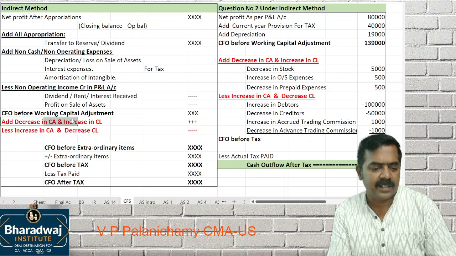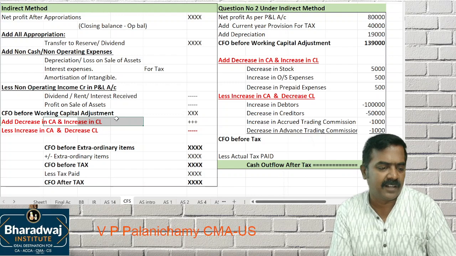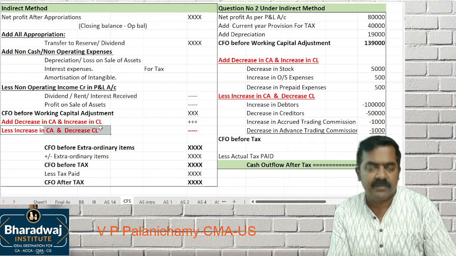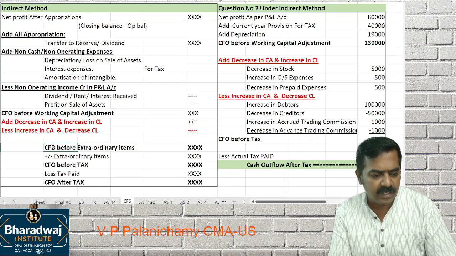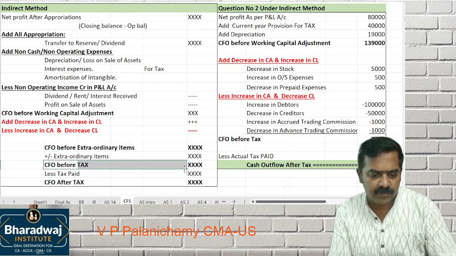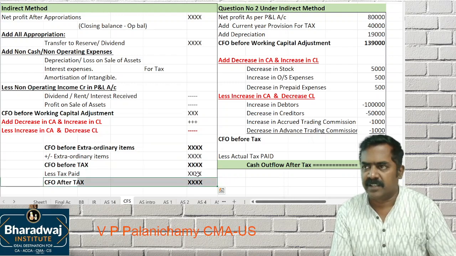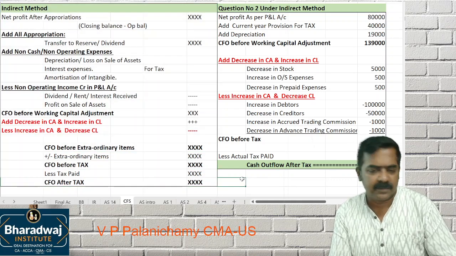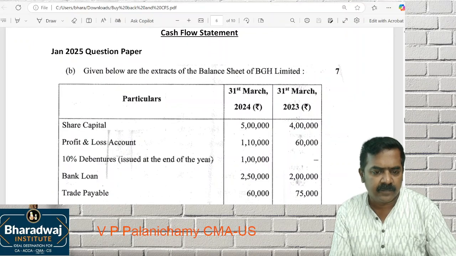Sale of current asset, money comes in. Increase in current asset, additional cash flow takes place. Then less increase in current asset, we buy. Decrease in current liability, we pay. So that's why we reduce. We get CFO before extraordinary item. Adjust for extraordinary item, you get which one? CFO before tax minus tax paid, you get which one? CFO after tax. So this is what we do as which method? Indirect method. Okay. We'll see or do a question based on this.